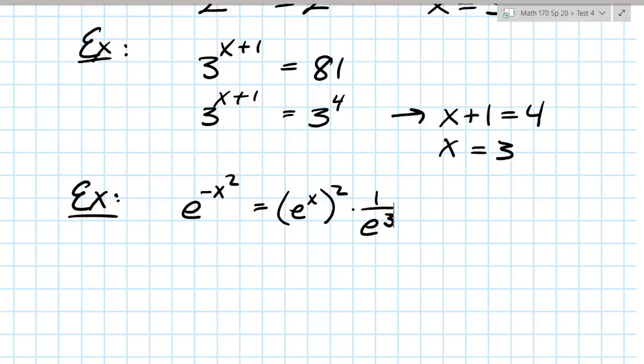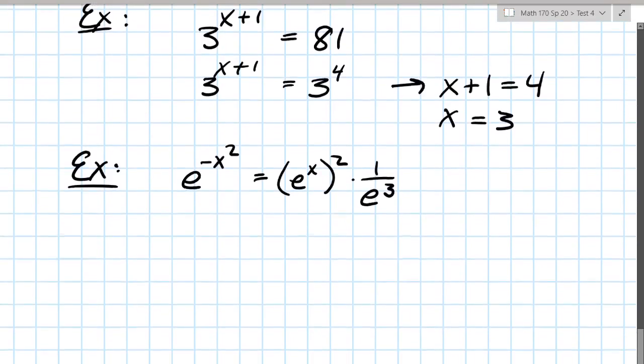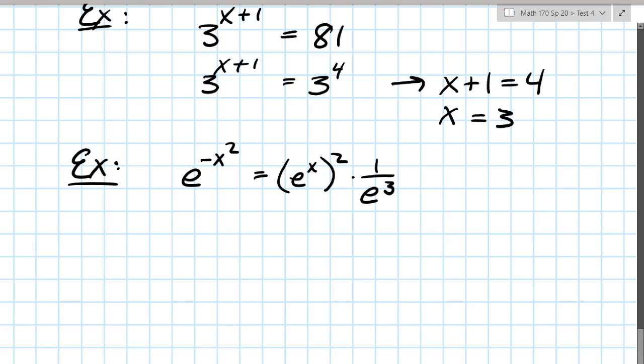In this next example, we've got a little bit more going on. Notice we have e to the negative x squared is equal to e to the x quantity squared times 1 over e to the 3. What do we know about e?